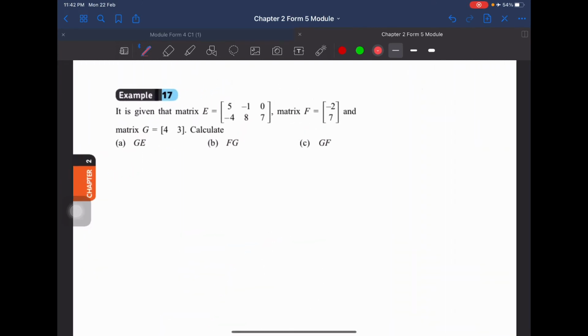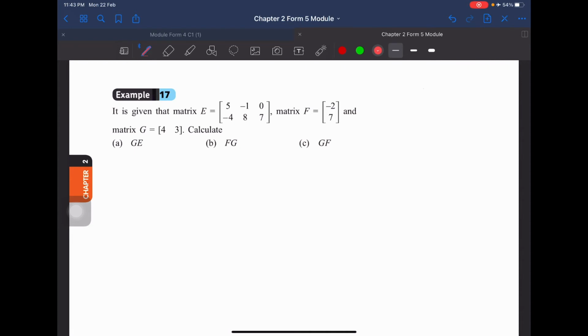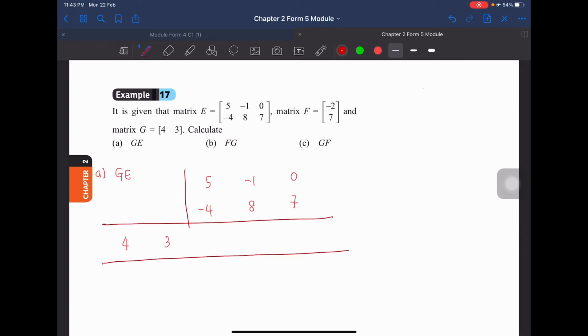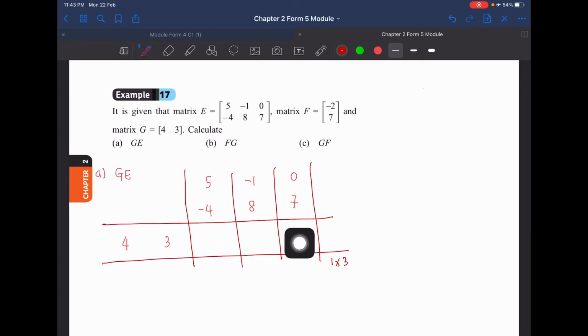Okay, so let's proceed to number 17. A, you have GE. So you need to write G first. Where is G? So you have 4, 3. So you write over here 4, 3. And then E, you write it at the top part. So 5, negative 1, 0, negative 4, 8, 7. And then I want you to draw a table. So by this you can know that your final answer will be a 1 by 3 matrix, where you have 1 row and 3 columns. Simple, right?